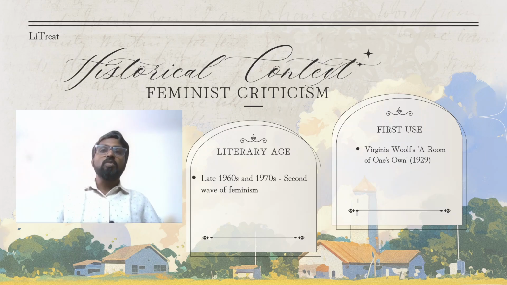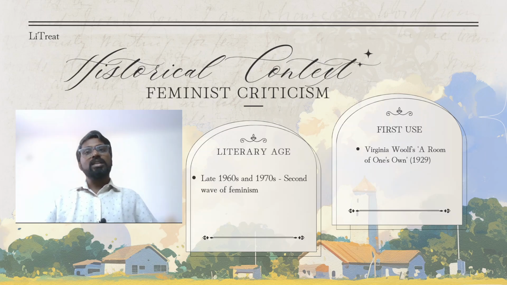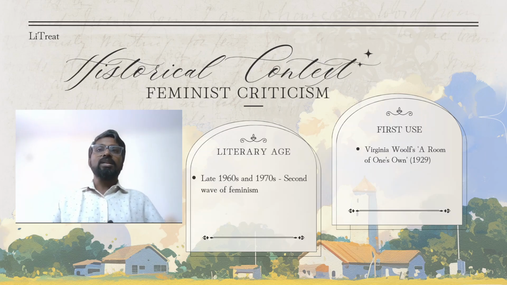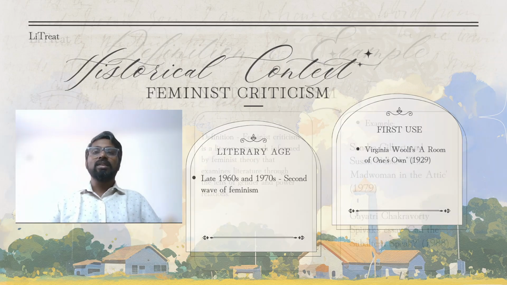Virginia Woolf's A Room of One's Own, published in the year 1929, is often considered a foundational text, though systematic feminist literary criticism began with works like Kate Millett's Sexual Politics, published in the year 1970, which examines patriarchal attitudes in male writers' work. The field was further developed by critics like Sandra Gilbert and Susan Gubar in The Madwoman in the Attic, and Elaine Showalter's concept of gynocriticism in Towards a Feminist Poetics.